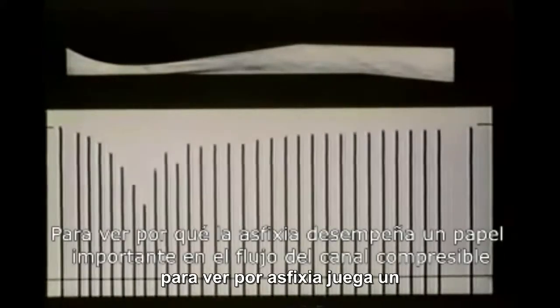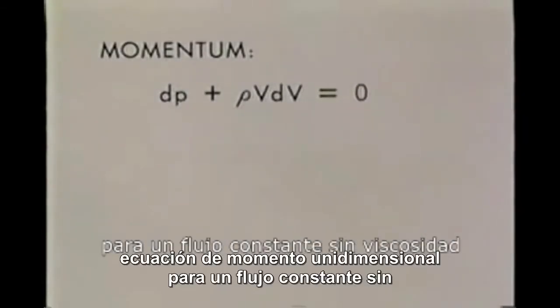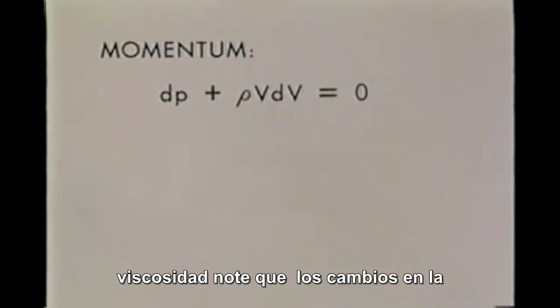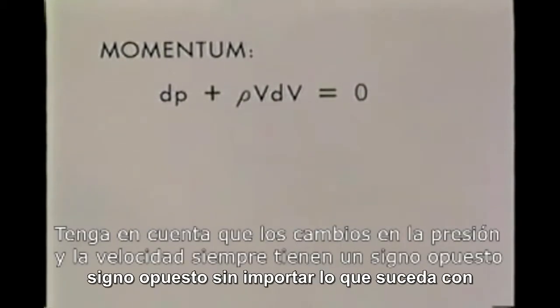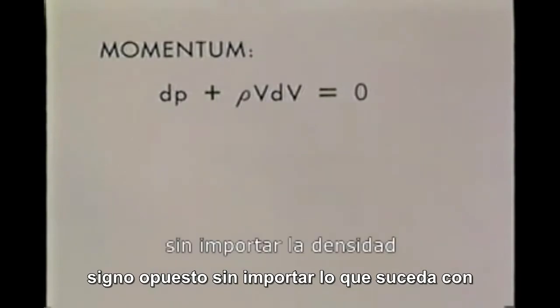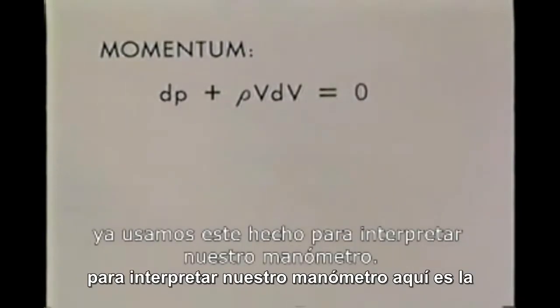To see why choking plays an important part in compressible channel flow, let's look at the one-dimensional momentum equation for steady flow without viscosity. Notice that changes in pressure and velocity always have opposite signs, no matter what happens to the density. We have already used this fact to interpret our manometer.